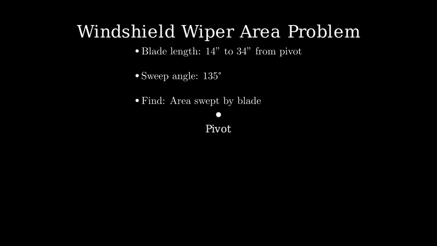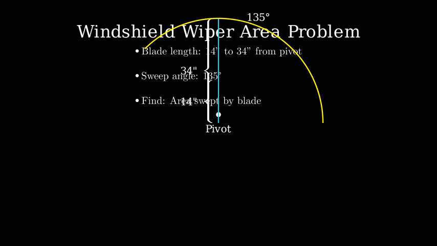First, we'll mark our pivot point. The wiper blade extends from 14 inches to 34 inches from this point. As it sweeps through 135 degrees, it forms two circular sectors.